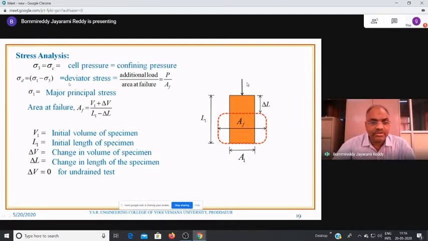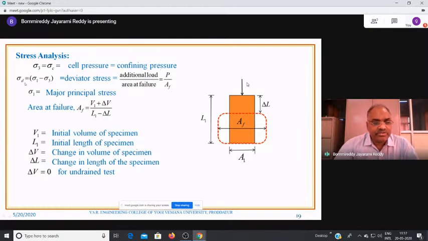You can look at here in the analysis, sigma C, the cell pressure, will be called sigma 3. That is the minor principal stress, sigma 3, which is called the cell pressure, or otherwise the confining pressure.